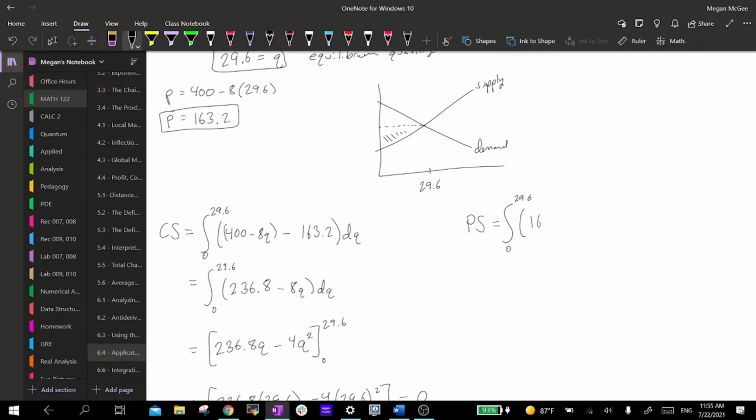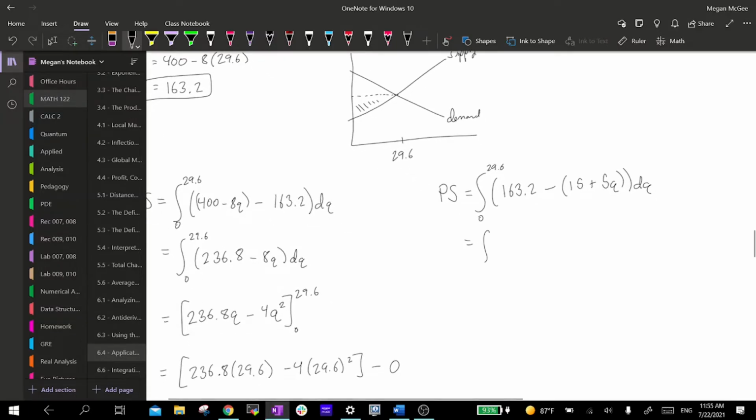So we're going to start with 163.2 and then subtract our bottom function, which is our supply curve. So 15 plus 5q with respect to q. So then we can go through and simplify inside of our integral. So we get 148.2 minus 5q dq.